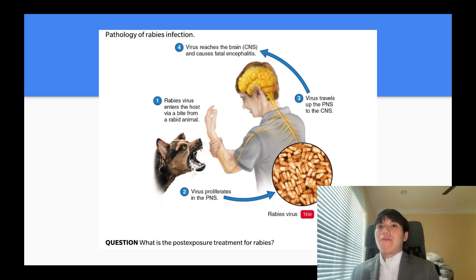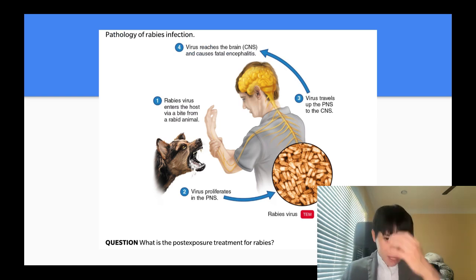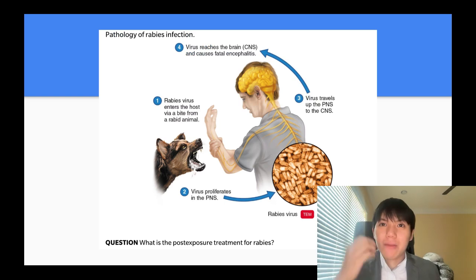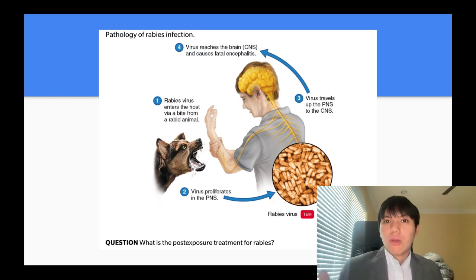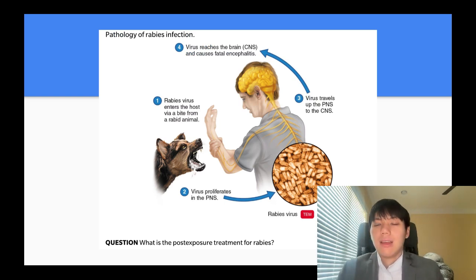So here we have a short graphic from the textbook explaining the basic pathway of rabies. It first comes from a rabid animal and transfers to the human via a bite. Then the virus replicates itself in the PNS, where it moves from the PNS to the CNS. At this point, the victim will start showing symptoms of hydrophobia, aggression, etc. Then they will finally pass away from the fatal encephalitis caused by rabies.